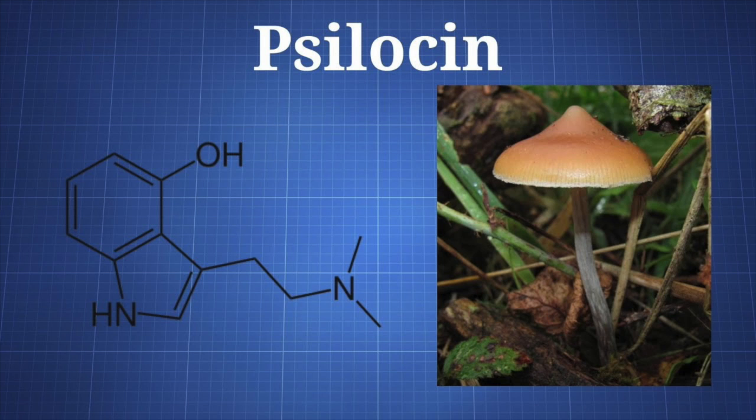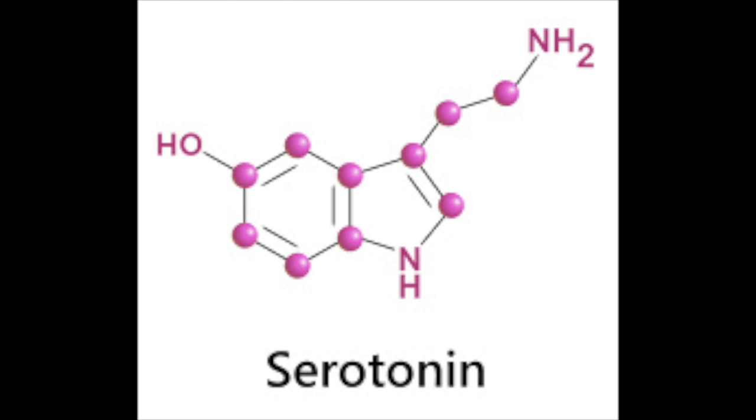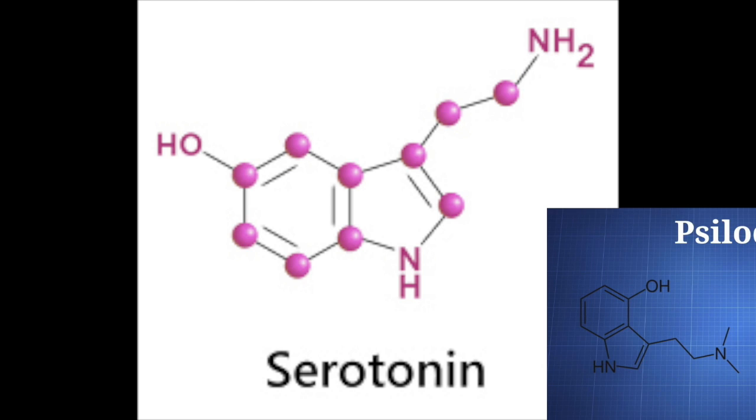Psilocin is an analog of the 5-HT serotonin receptor ligand, meaning that it has a structure similar to that of serotonin and binds to the 5-HT serotonin ligand site, acting as a structural homolog. Notice the structural similarity between psilocin and serotonin. They share a double ring structure with a pyrrole and phenyl group, as well as an ethylamine group. Serotonin has a primary amine, while psilocin has a tertiary amine.